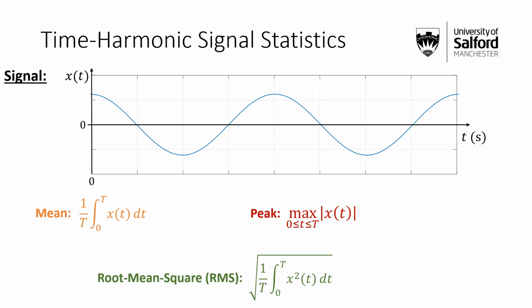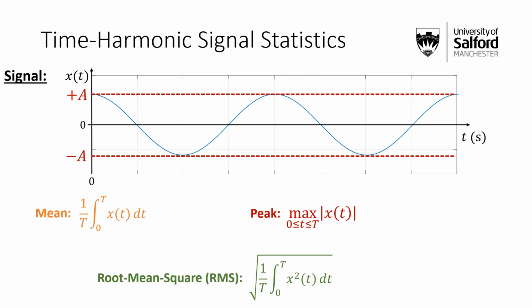So let's think about what these might be. Peak is pretty straightforward. You can see the peaks of the signal, and they're the same, positive or negative. They're just at plus or minus A, plus or minus the amplitude. So the peak is easy, it's A.